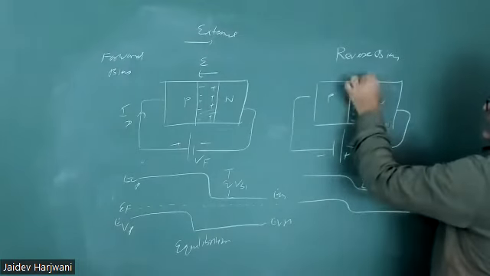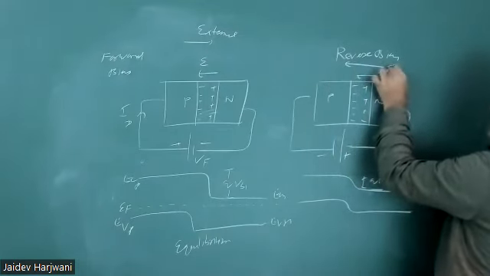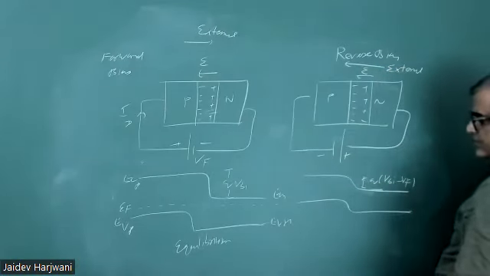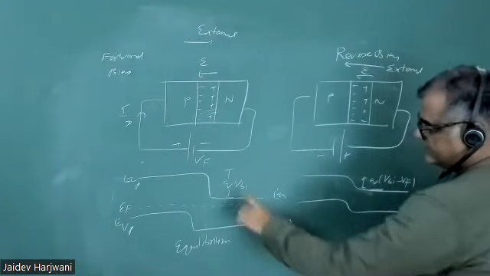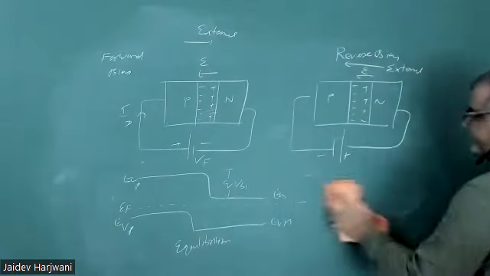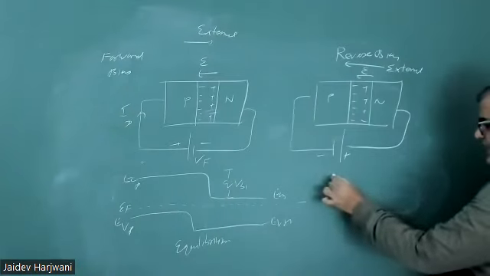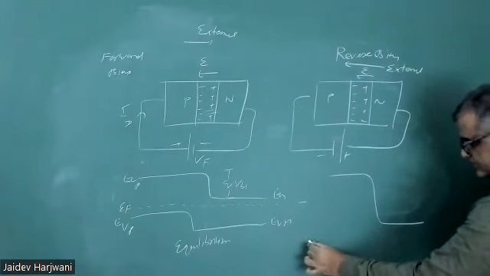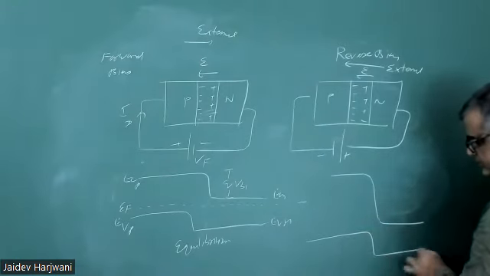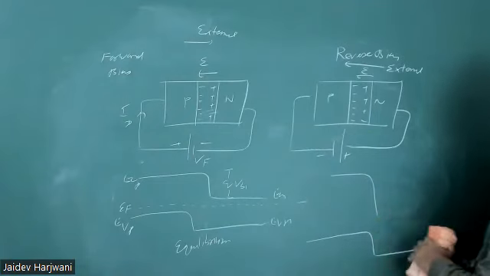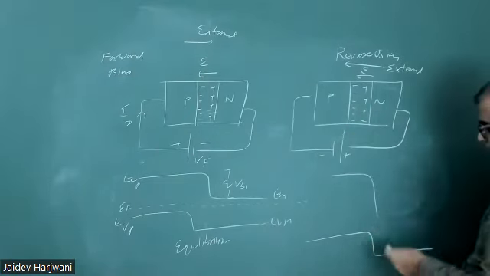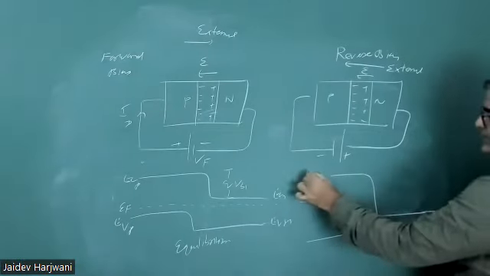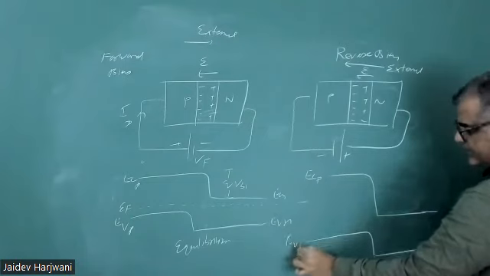Now this external electric field will be in the same direction as the internal field in the space charge region. So this barrier height will increase, okay. Sir, last statement, can you just repeat, sir? The external field is now in the same direction as the internal field, okay. So this is your ECP, this is your EVP, okay.